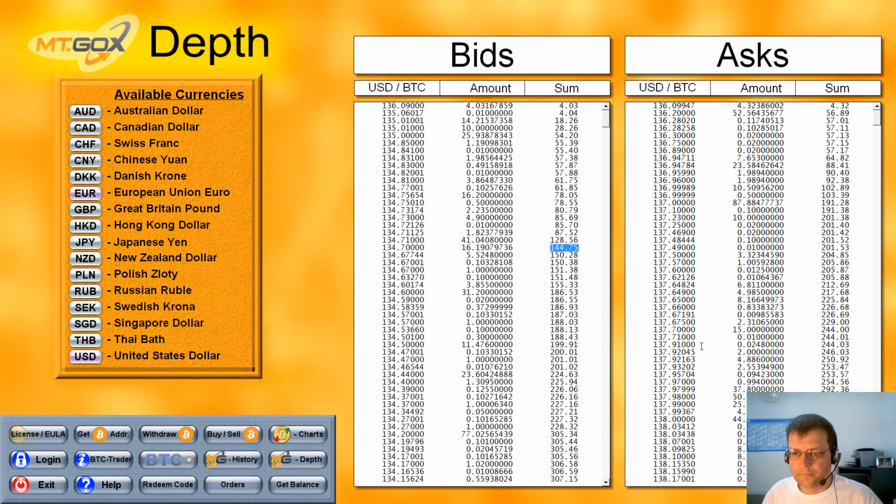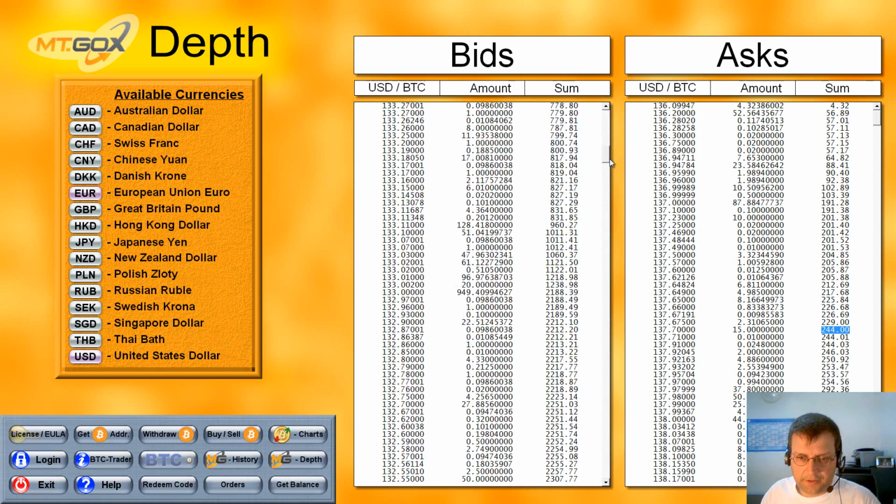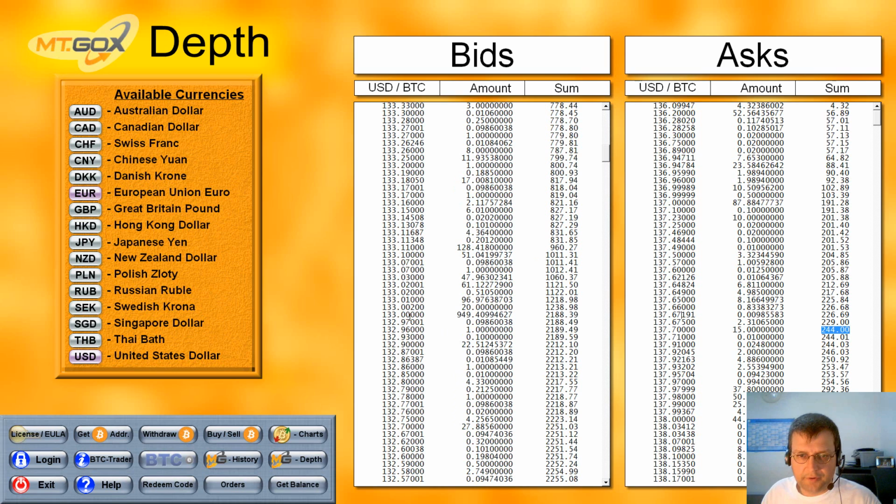Let's have a look here. Let's say until the Bitcoin price will hit 137.7 USD, Bitcoin users have to buy a total of 244 Bitcoins. And the larger the amounts in this window are, the steeper is this curve. As you can see here, there's a huge bid at 133.